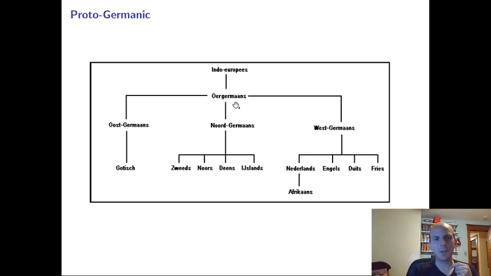Anyway, Proto-Germanic is a proto-language. There's no written evidence for it. Remember, that's what it means again. And it's a daughter of Indo-European. Indo-European's so old, its daughters are also proto-languages. And so we can look at this proto-language and see if we can recreate it from its modern languages, right? Like Swedish and Norwegian and Dutch and Afrikaans, etc.